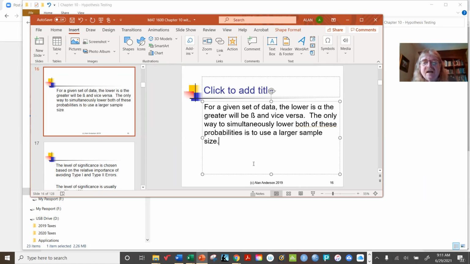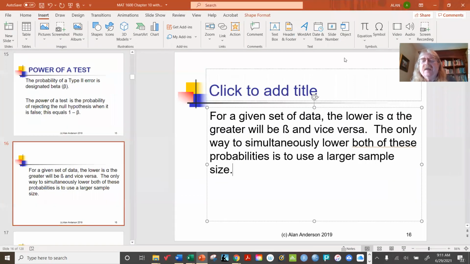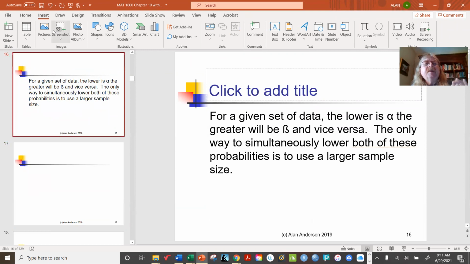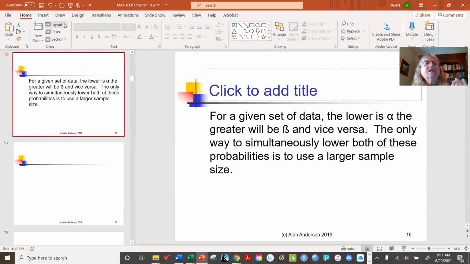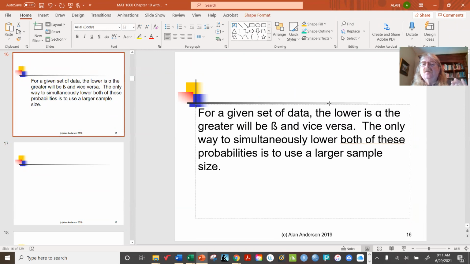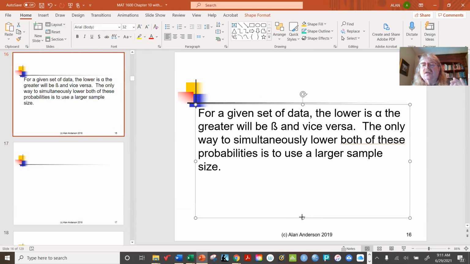Okay, but with this amount of data that we have, whatever it is, there's always a direct trade-off between alpha and beta. But if we want to reduce both of them, the only way to do that is to have a bigger sample size. Because remember what's happening here. We're trying to draw conclusions from a population. The bigger the sample, the closer we are to having the entire population. And therefore, the likelihood of making mistakes is much lower.